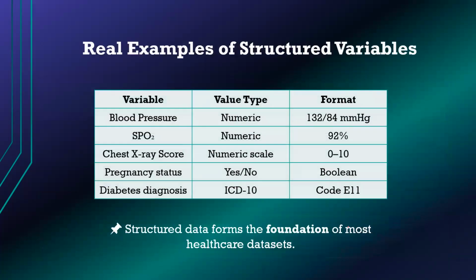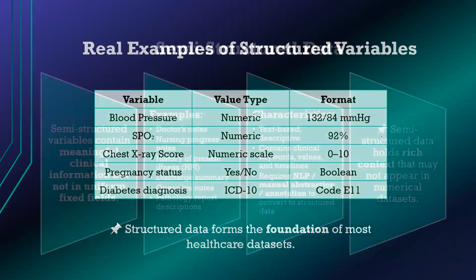So some real examples in this scenario we can have is like blood pressure range. They may be in this format. Then maybe oxygen saturation levels you can have in this level. And similarly, there are plenty of variables I have listed here. So this is generally the foundation of the majority of healthcare data sets.